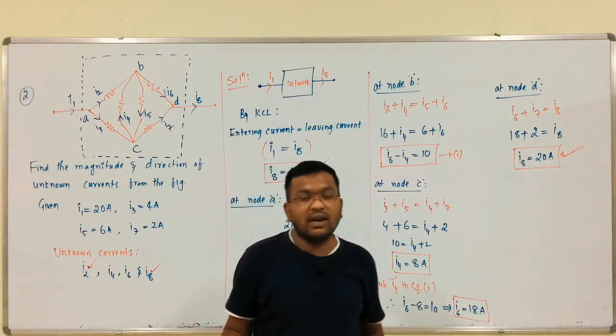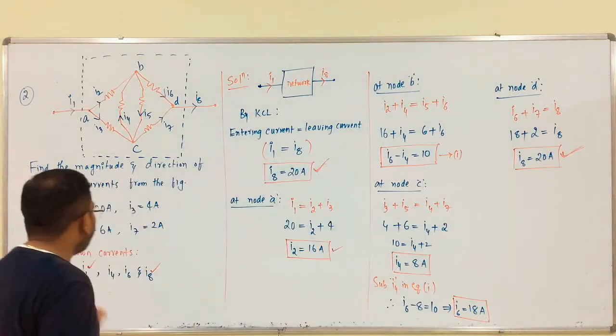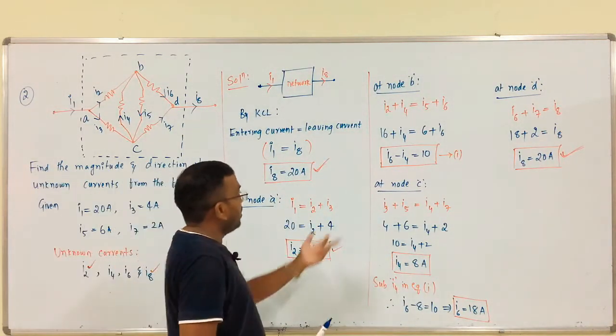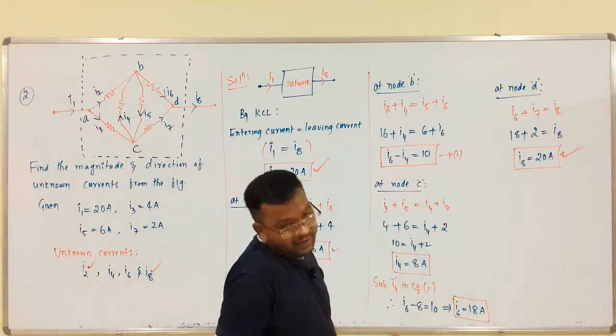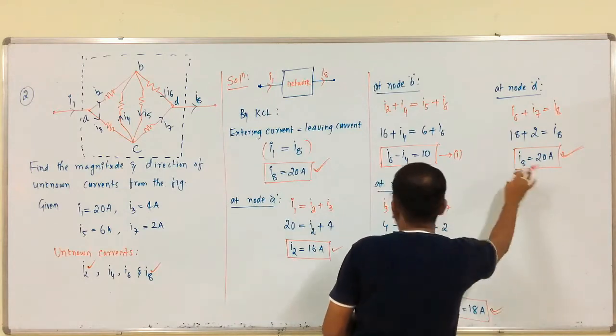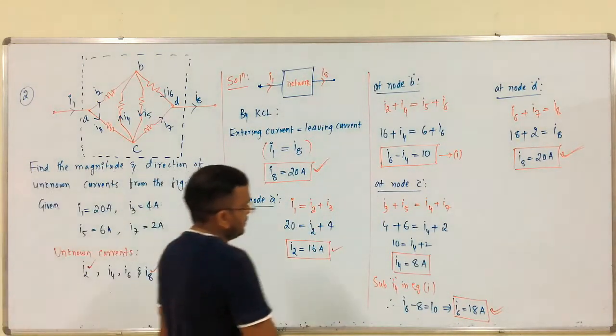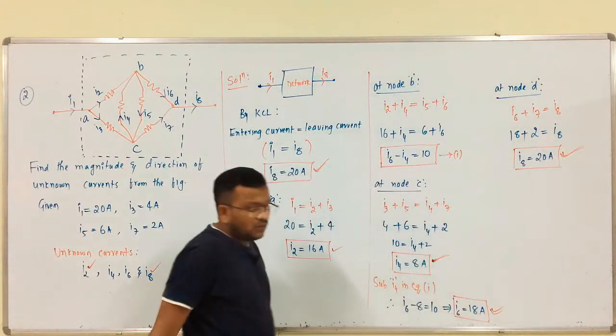So, KCL is satisfied. At any node, KCL is satisfied. So, these are the magnitudes of I2, I4, I6 and I8. What is the value of I4? So, these are the magnitudes.